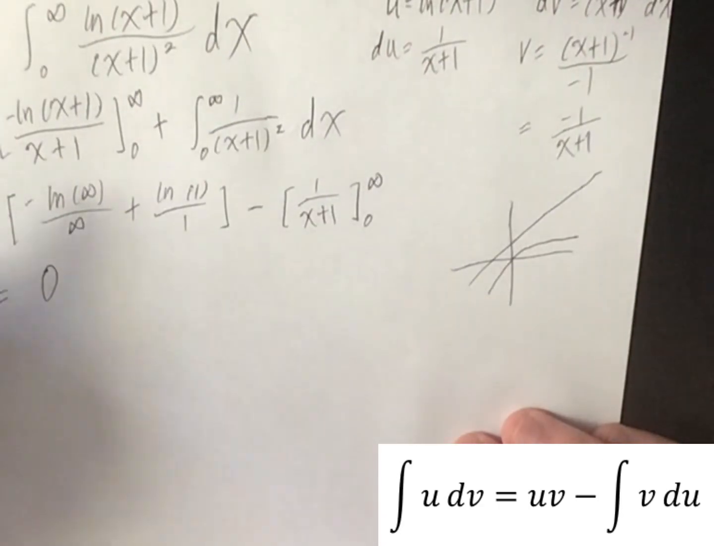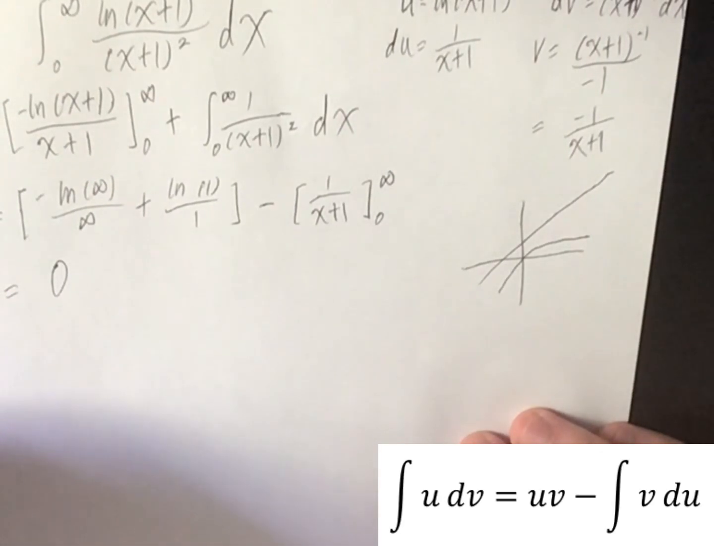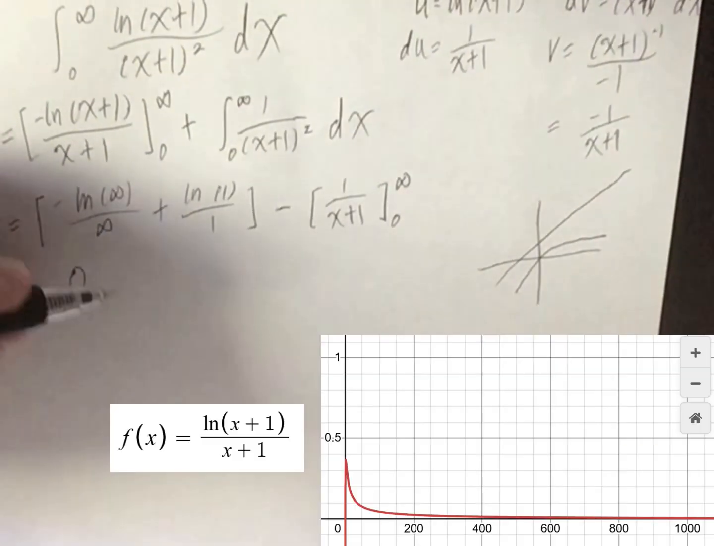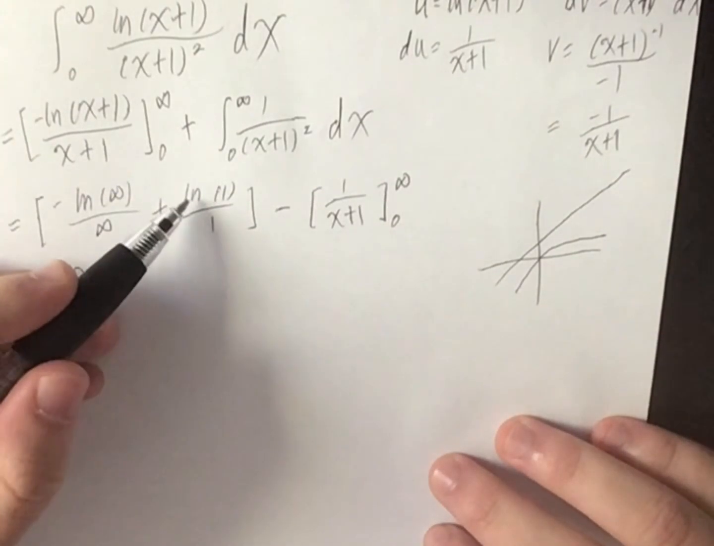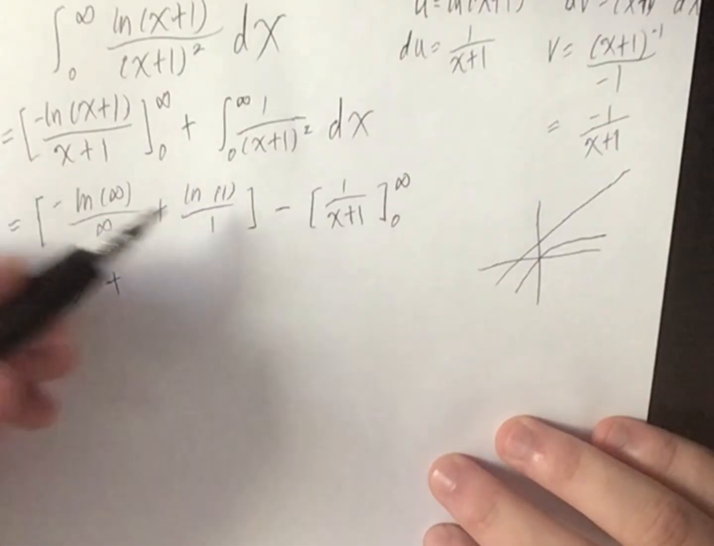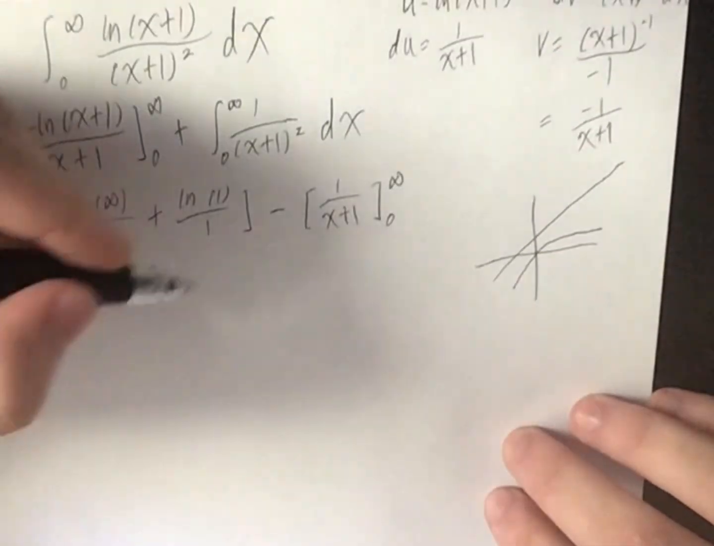Or you can just use a calculator and graph natural log of x plus 1 divided by x plus 1, and adjust your window to see the end behavior, and you see it's basically 0. And plus this thing, and ln of 1 is 0, as you know, plus 0. So the first part is just 0.